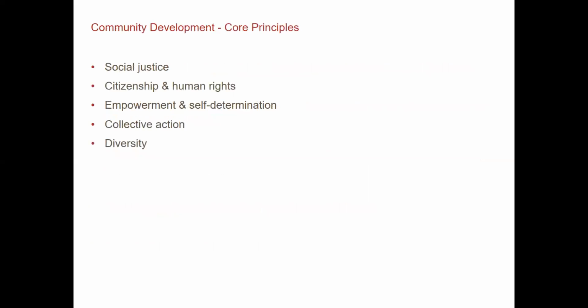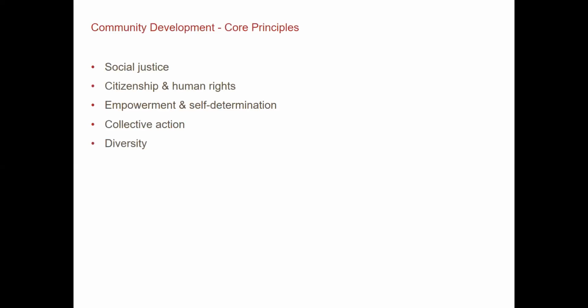Some of the core principles: social justice, which we've talked about before. That's redistributing power and resources more equitably and sustainably. Social justice is about working for a fairer world. Remember that equity is about fairness. This includes working for things like social inclusion, collaboration, self-determination, transparency, respect, the sharing of resources, and regard for human rights. Another principle is citizenship and human rights. That's about enabling people to realise and exercise their own human rights.